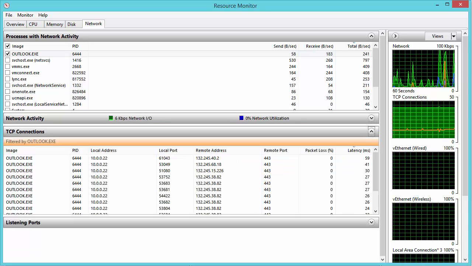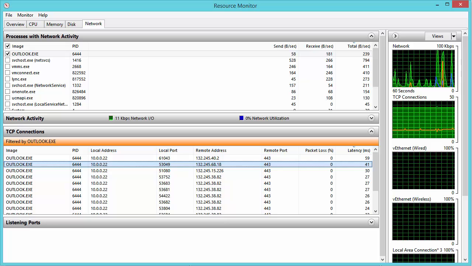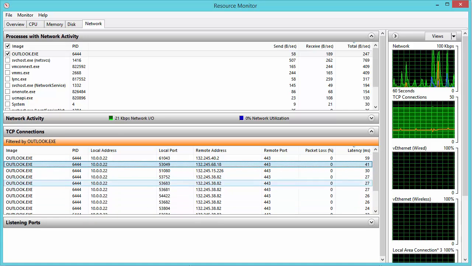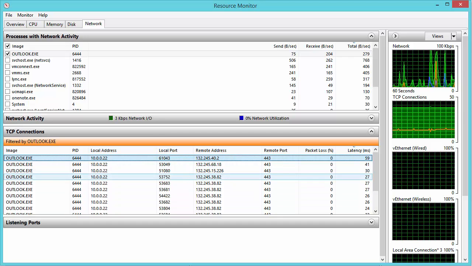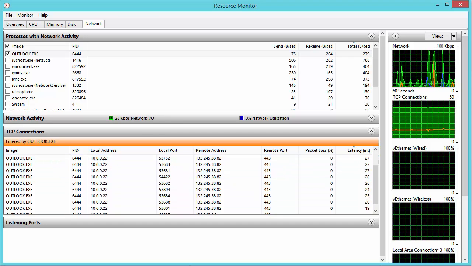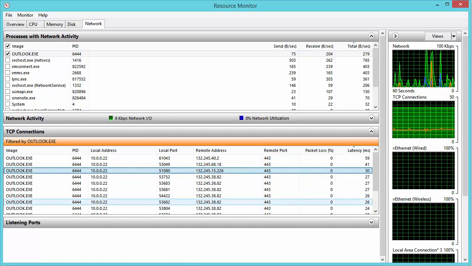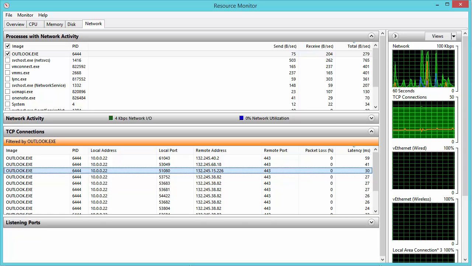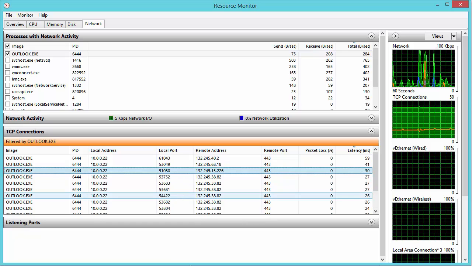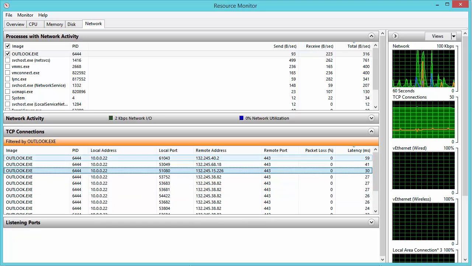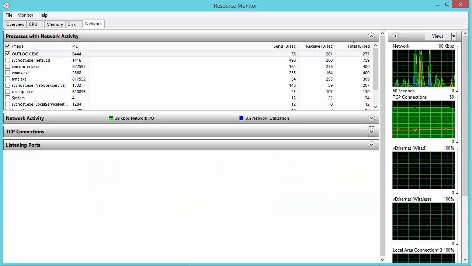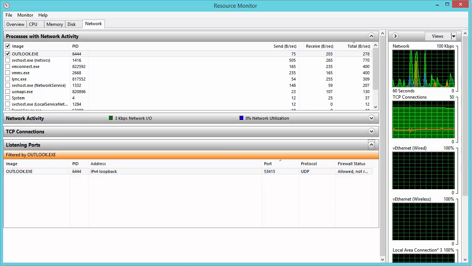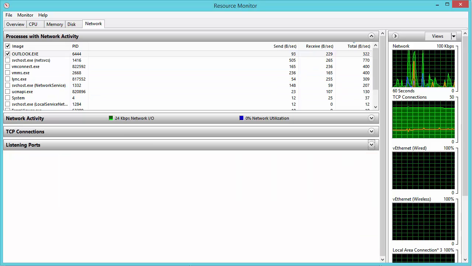I can also see these from a TCP connection standpoint. That's quite a bit busier here. You can see all the local addresses are the same because this is obviously this machine's local IP address, but then you can see the remote addresses and what port they're on. And you can see they're all connected on 443, and that's because this is Outlook and it's going through Office 365, so that's all going to be 443 traffic. And then finally, listening ports. What is Outlook actually listening on from a local perspective on this box?